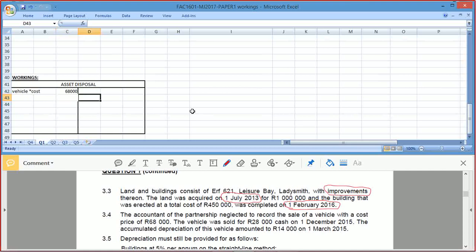Bank goes up. So we still need the accumulated depreciation here. But we know we're going to have bank here, the proceeds. How much did you get? 28. Right, all we need to know is how old is this asset. So how old is the asset?